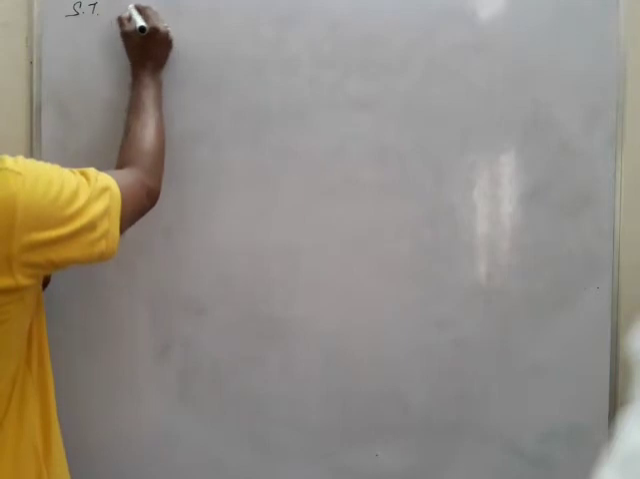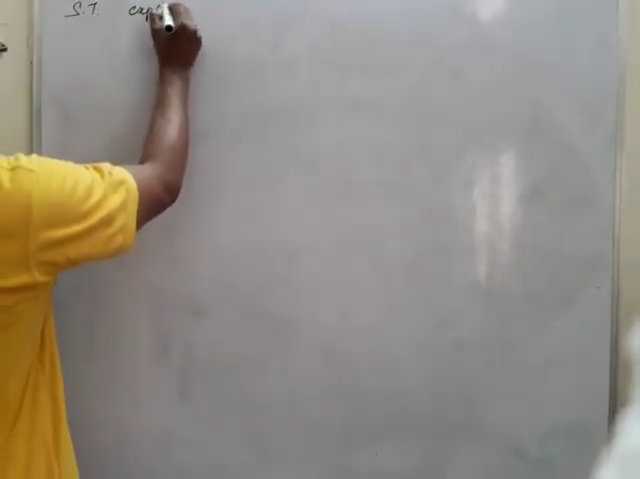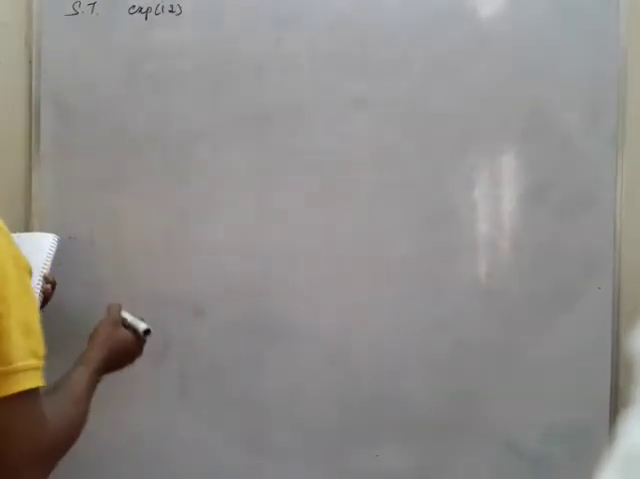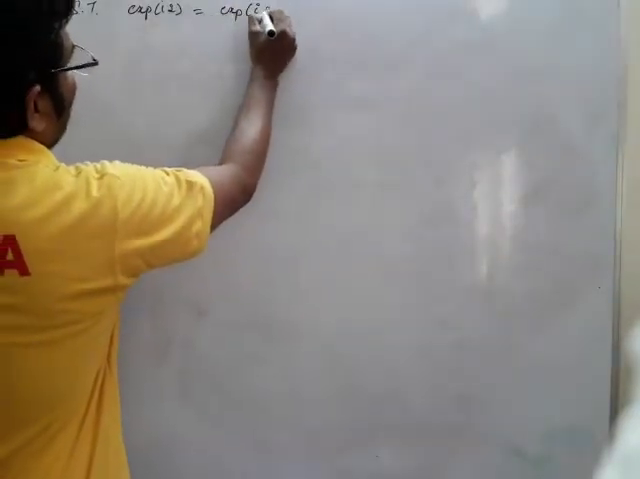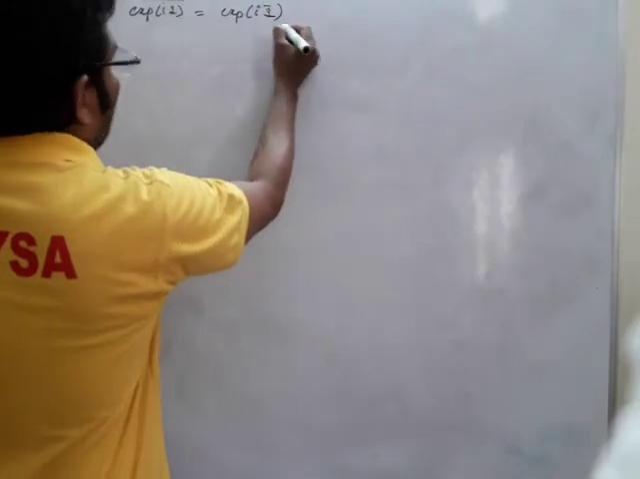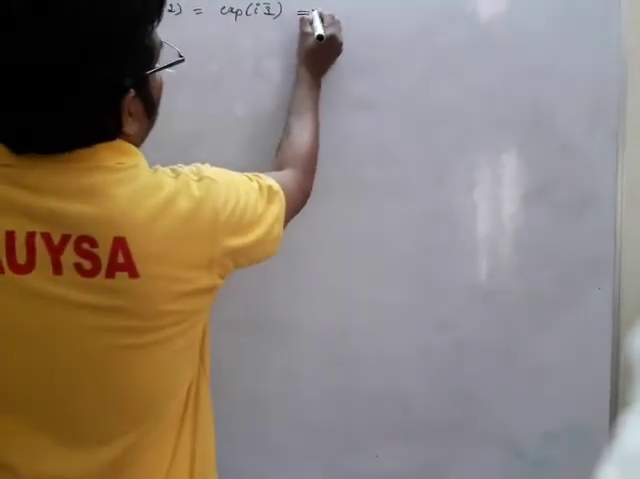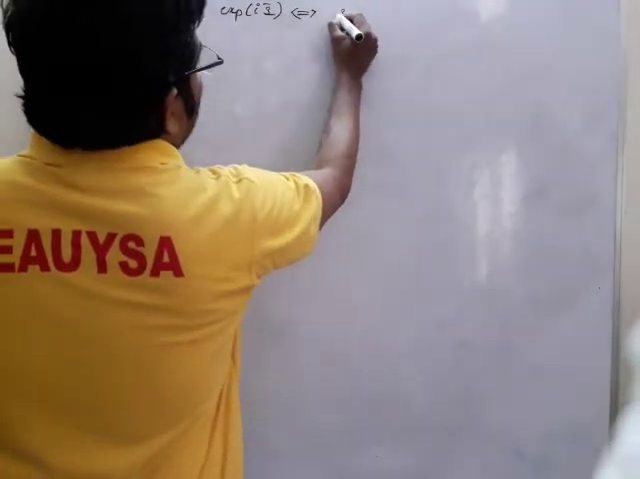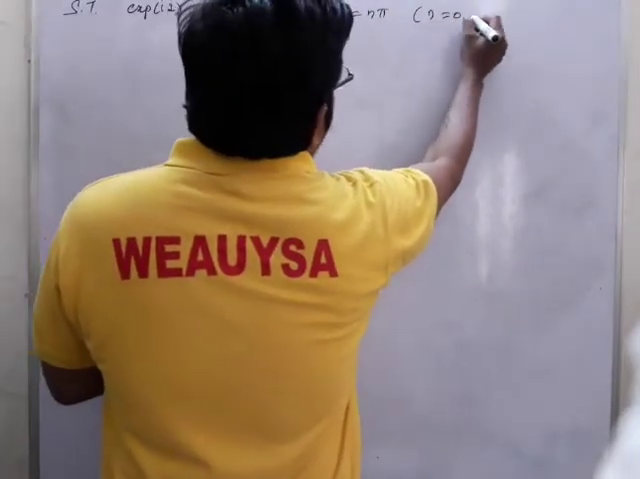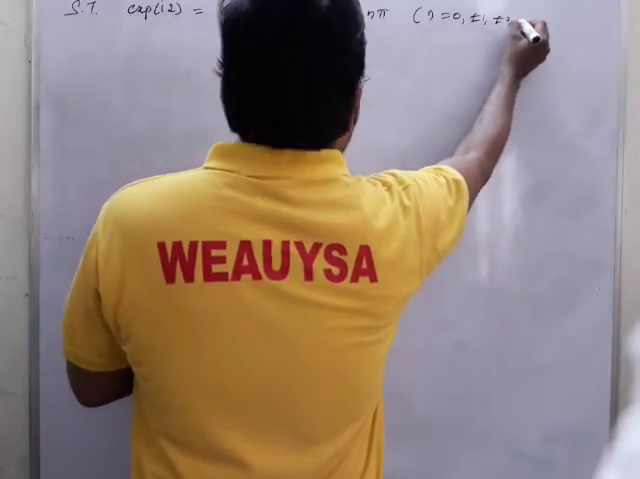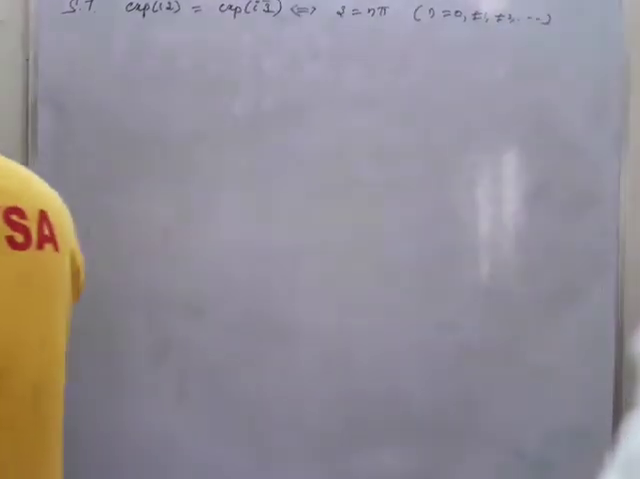Next, in exponential, we have another problem that we'll see. Show that exponential iz bar is equal to exponential iz bar, that implies z is nothing but equal to n pi, where n equals 0, plus or minus 1, plus or minus 2, and so on. Now this is what is given.